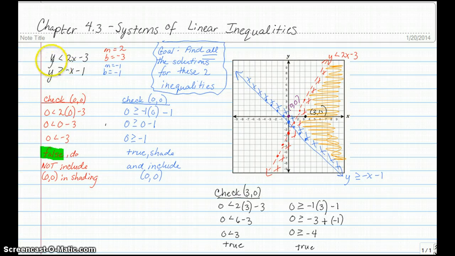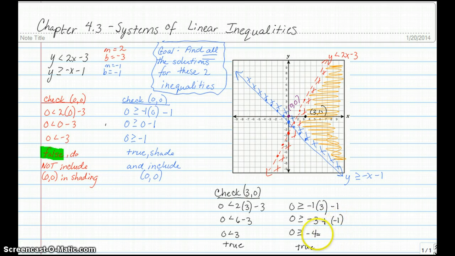We plug it into the first equation, y is less than 2x minus 3. So y is 0, less than 2 times 3 minus 3. 0 is less than 6 minus 3. 0 is less than 3, which is true. You have to check it in both equations, so we'll go to y is greater than or equal to negative x minus 1. Substitute in 0 for y. Negative x is negative 1 times x. x is 3, so negative 1 times 3 minus 1. 0 is greater than or equal to negative 3 plus negative 1. I changed minus 1 to plus a negative 1 using the additive inverse.